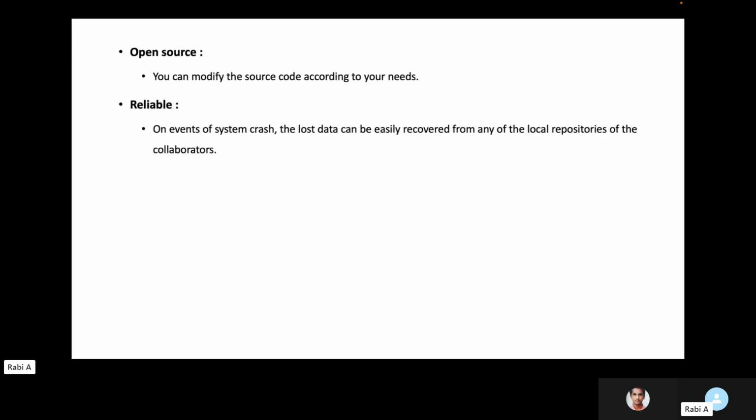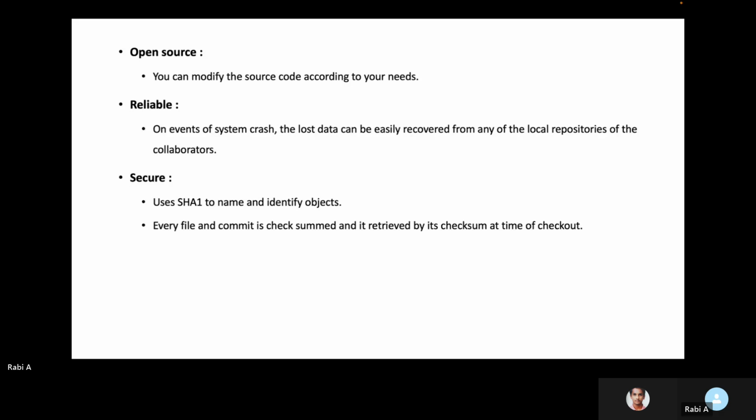Reliable. On events of a system crash, the lost data can be easily recovered from any of the local repositories of the collaborators. Like I said, if your central repository goes down, you can easily recover the data from any of the local repositories. So it is very reliable. Secure. It uses SHA-1 to name and identify the objects. Every file and commit is checksummed and is retrieved by its checksum at the time of checkout. So it uses something known as a SHA value or hash value to commit your changes. We'll talk about that more later on.